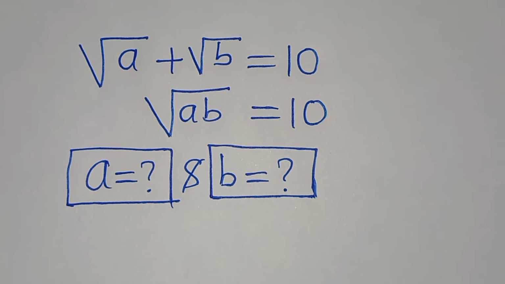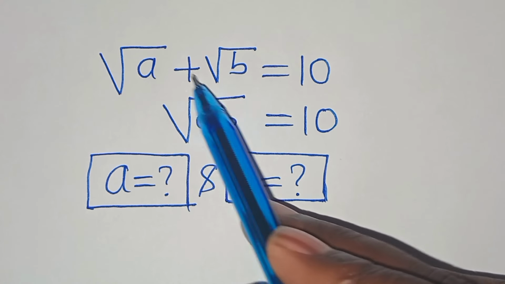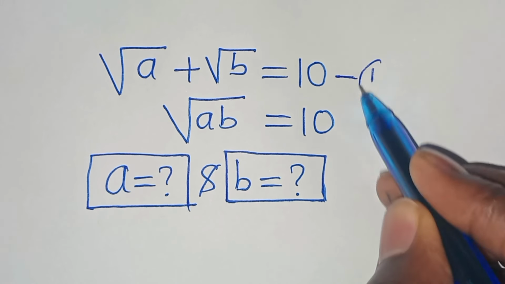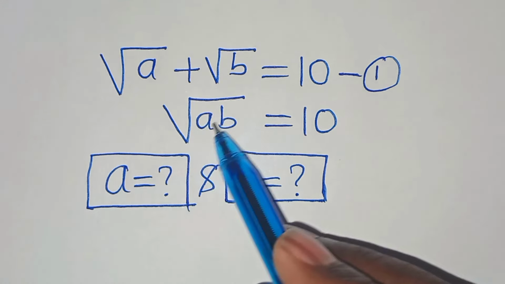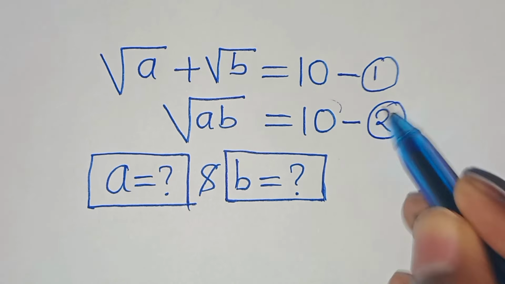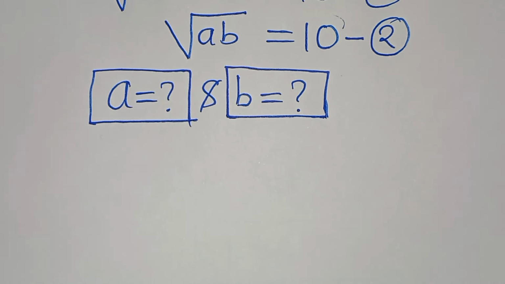However, you're welcome to solve this nice algebra problem, which is the square root of a plus square root of b. This is equal to 10. Let's call this equation 1. Then square root of a times b, this is equal to 10. Let's call this equation 2. So what is the value of a and what is the value of b?